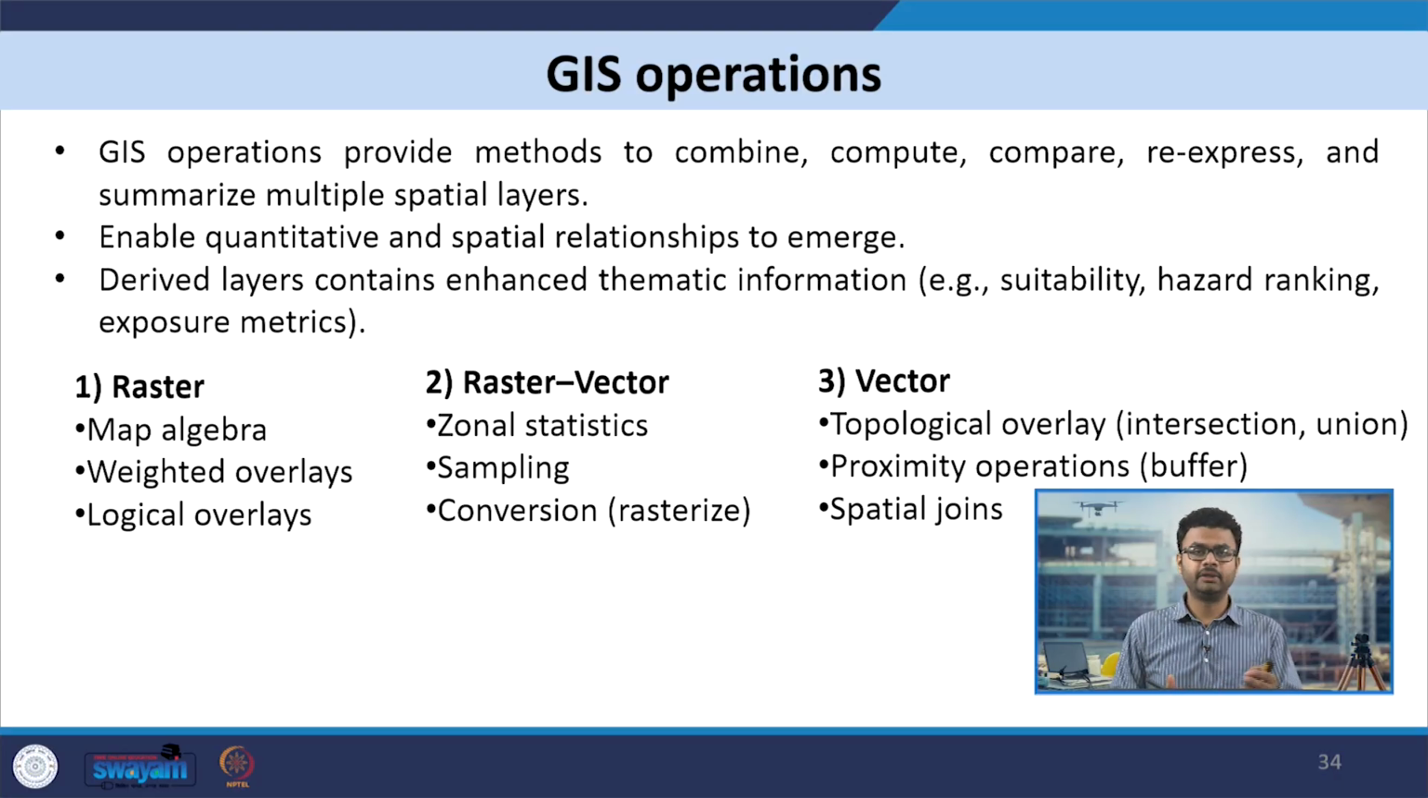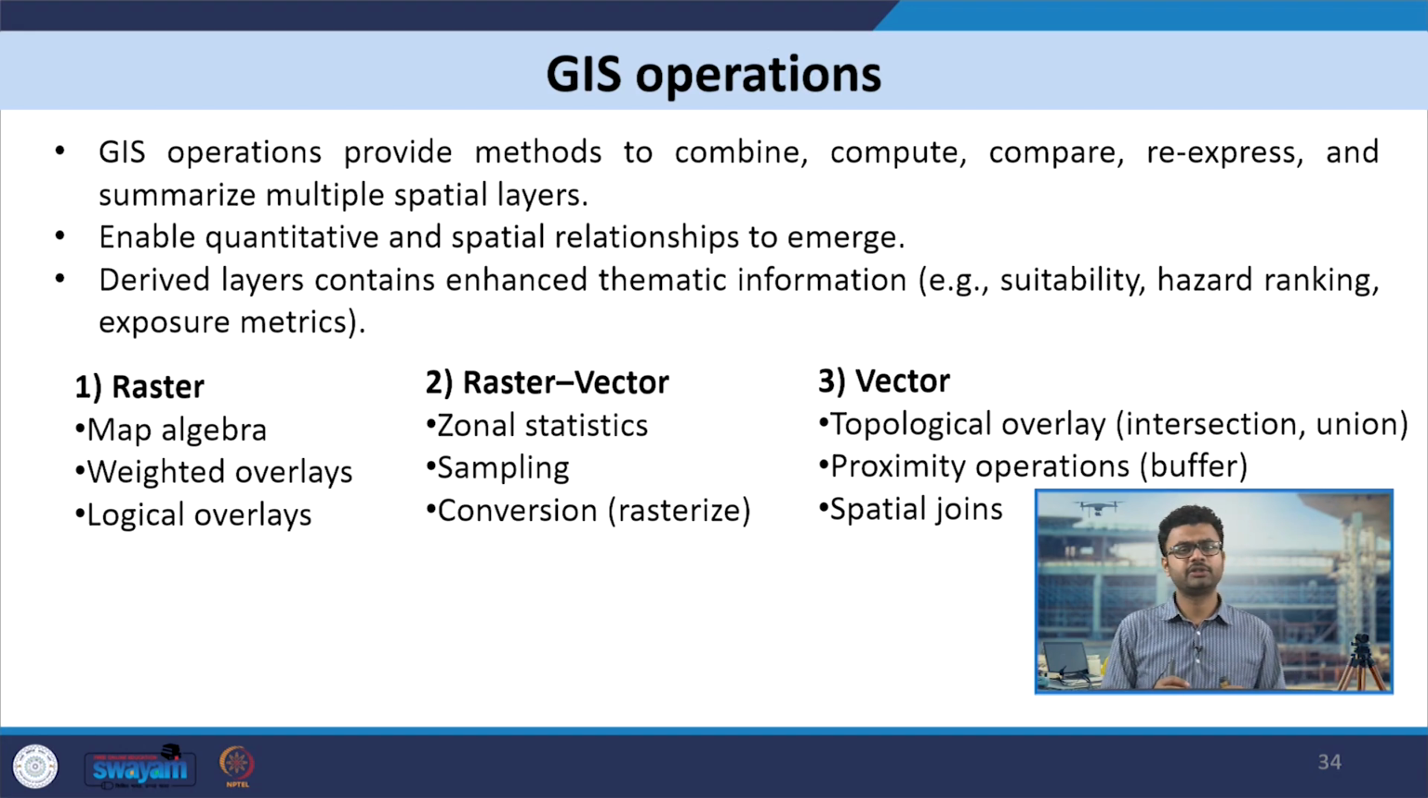Now after a uniform grid alignment and resolution is achieved, then data sets from different sensors can be analyzed together. Their integration can take place at multiple levels. It can be either pixel level, feature level or thematic level, and this is achieved through GIS operations. So GIS operations provide methods to combine, compute, compare, re-express and summarize multiple spatial layers, and they enable quantitative and spatial relationships to emerge. So derived layers from GIS operations contain enhanced thematic information which can be used for decision making. For example, suitability, hazard ranking, exposure metrics and so on.